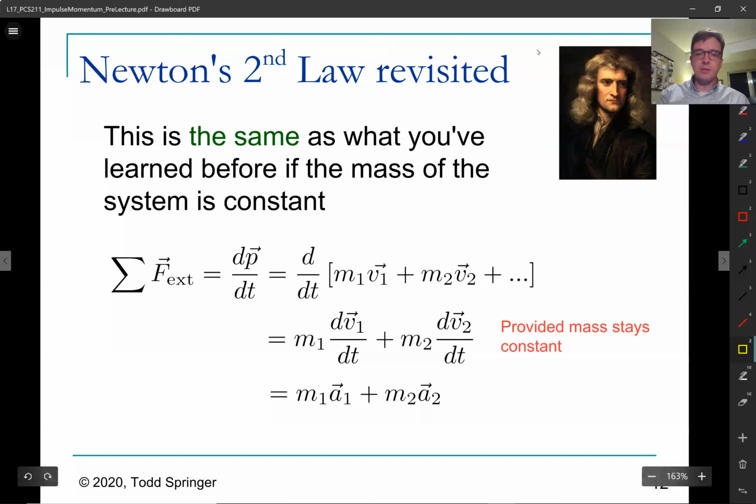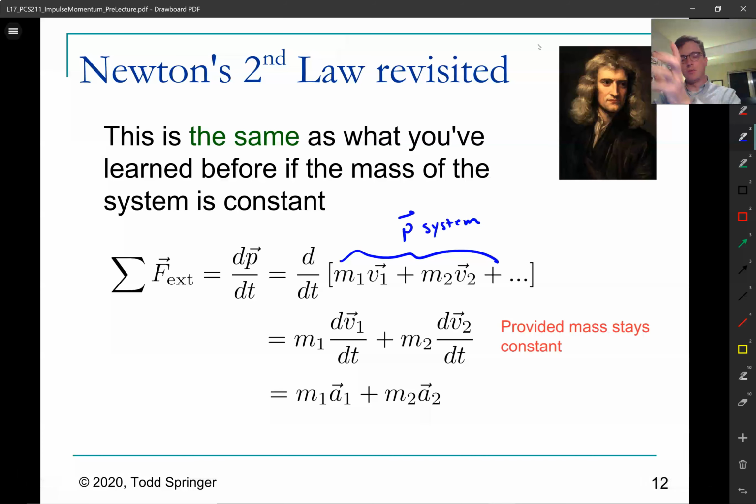So let's suppose I have a system of multiple objects, m1, v1, so let's say mass 1 is moving at speed v1, mass 2, velocity v2, and so on. So I've got a system of a bunch of objects with different masses and different velocities. So I want to use Newton's second law for this system. Let's start with this. The external force is equal to the rate of change of momentum, the net force. So that's d by dt, the derivative of the momentum, which is m1 v1 plus m2 v2 plus m3 v3, and so on. So this is the p for the system, the total momentum for the system.